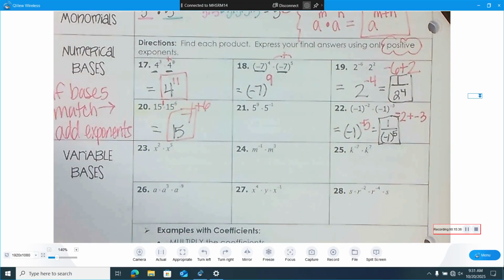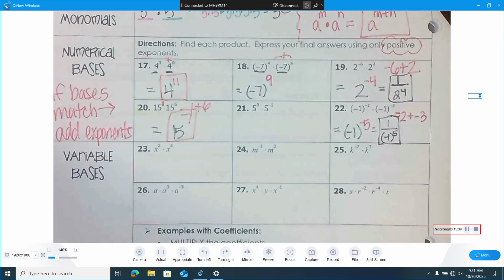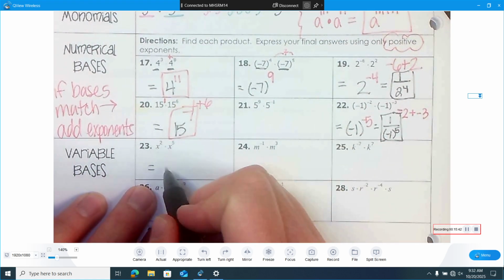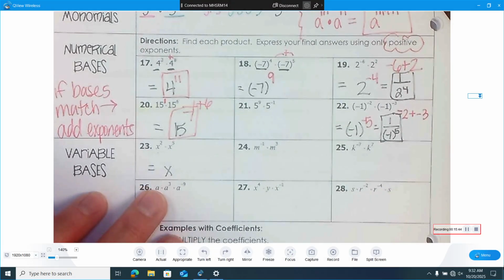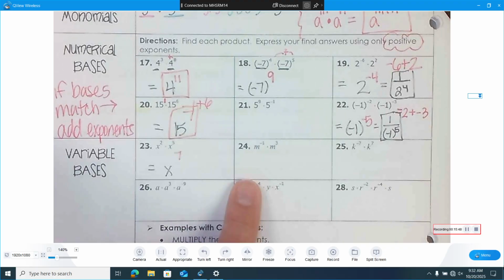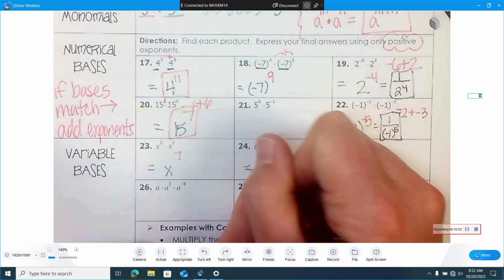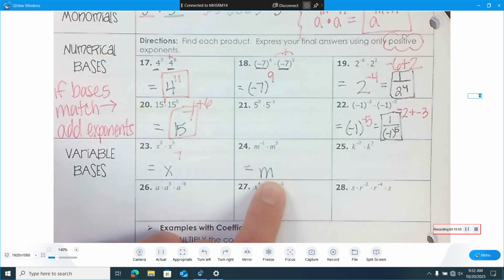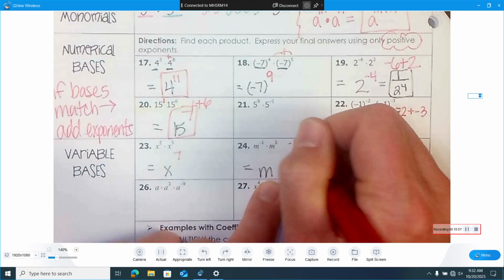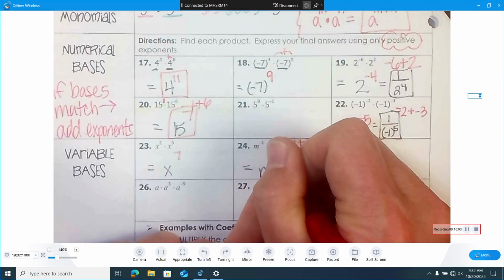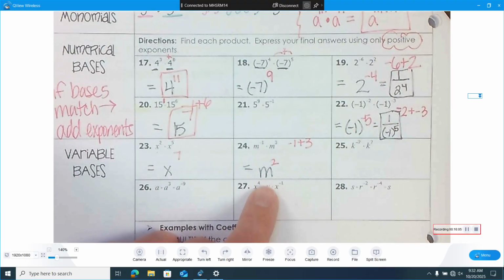So the same is true when we have variable bases. If the bases match, like here on number 23, x and x, the bases stay the same. What's our new power? 7. Very good. Number 24, do the bases match? Yes, they do. The base stays the same. Now, we have a -1 plus a 3. We got to add those exponents. What do we get? +2. Very good. And that is a lovely answer.